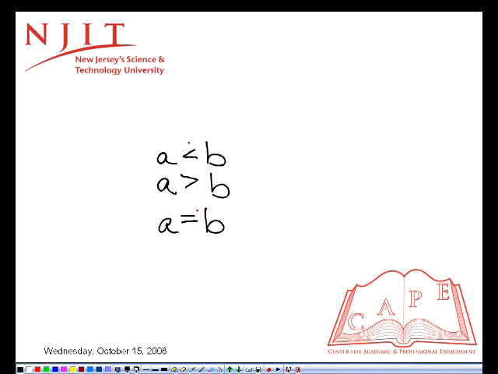However, sometimes you can include two possibilities in one statement by saying that A is less than or equal to B, or A is greater than or equal to B. And if at least one of these conditions applies, it still makes the whole statement true.